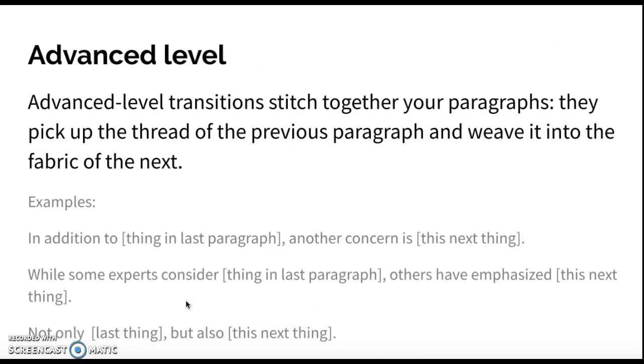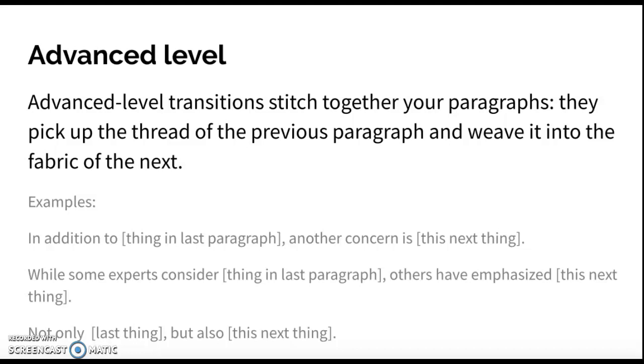Okay, so now let's talk about more advanced level transitions. Advanced level transitions are going to do a much better job of stitching together your paragraphs. They're going to pick up the thread of the previous paragraph and weave it into the fabric of the next paragraph. So, for example, in addition to the thing I was just talking about in the last paragraph, another concern is this next thing. Or, while some experts consider the thing I just talked about in the last paragraph, others have emphasized this next thing I'm going to talk about. Or not only this last thing, but also this next thing.